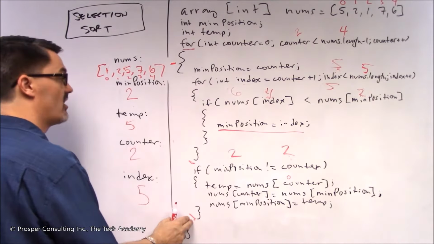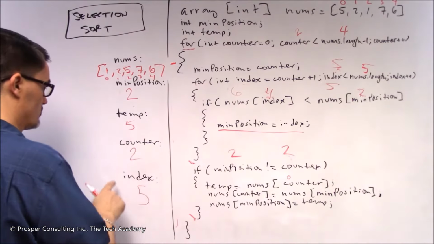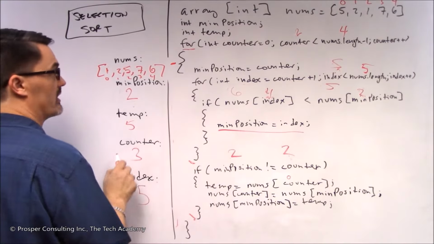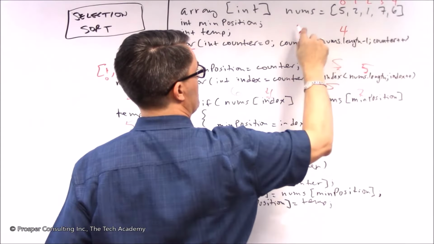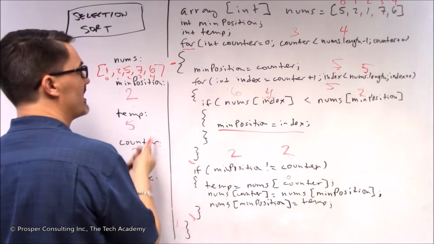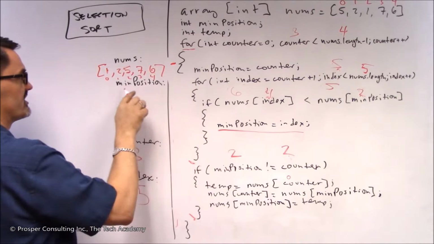We now hit the end of another time through the outer loop. So we increment the counter. Counter goes from 2 to 3. All right, good. So counter is 3. All right, so let's check our conditional. Is 3 less than 4? Yes, it is. Now we're inside this loop again. Good. Min position equals counter. So counter is 3, so min position equals 3.